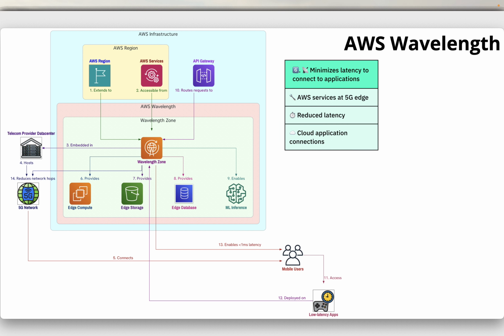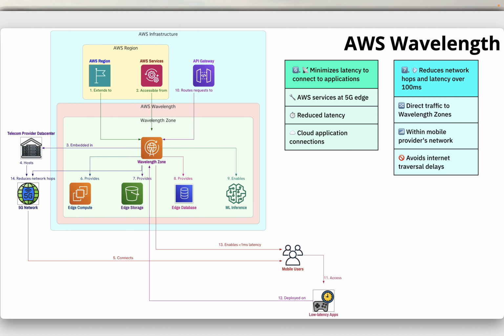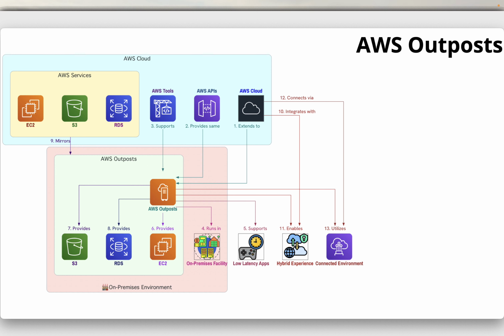It minimizes latency to connect to applications. By bringing AWS services to the edge of 5G networks, Wavelength reduces the latency usually experienced when connected to cloud applications. It reduces network hops and latency over 100 milliseconds. Traffic reaches servers in Wavelength Zones directly within the mobile provider's network, avoiding the delays that occur when traversing the internet. So next feature is AWS Outposts.